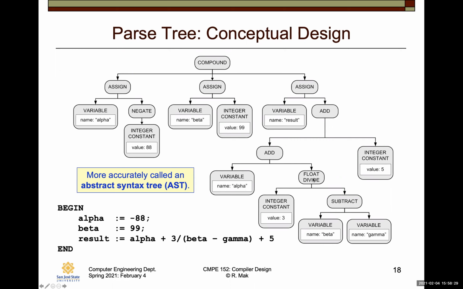Okay, and then the first operand of the float divide is the 3. So here's the integer constant 3. And the second operand is this expression. So it's a subtraction, and is beta minus gamma. So here's the subtract node. First child is beta, second child is gamma. Okay? So this is an example of intermediate code in the form of a tree, a parse tree.